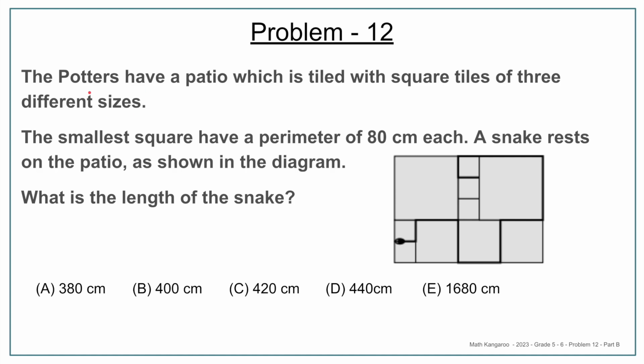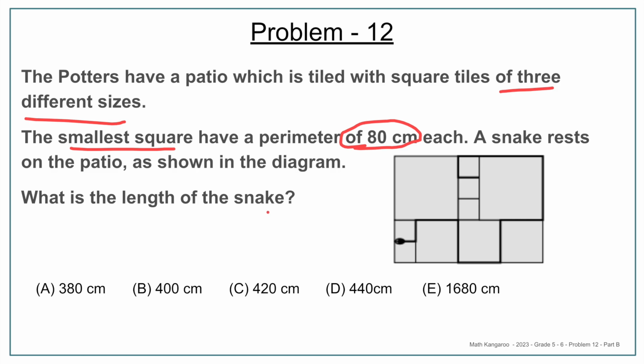Problem 12. The Potters have a patio which is tiled with square tiles of 3 different sizes. The smallest squares have a perimeter of 80 cm each. A snake rests on the patio as shown in the diagram. What is the length of the snake?